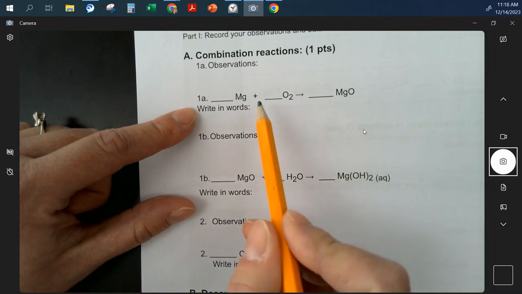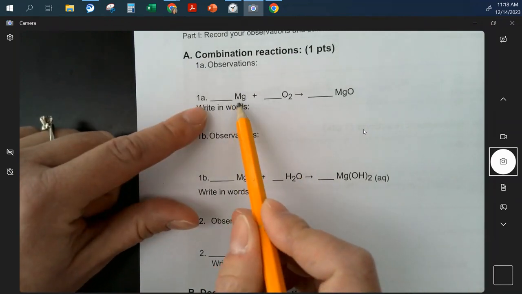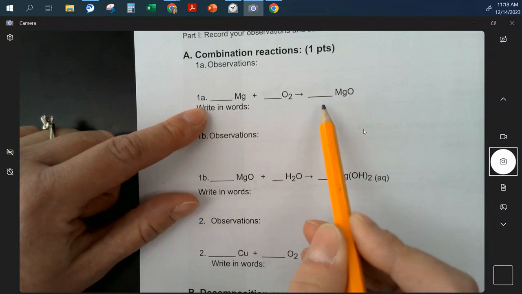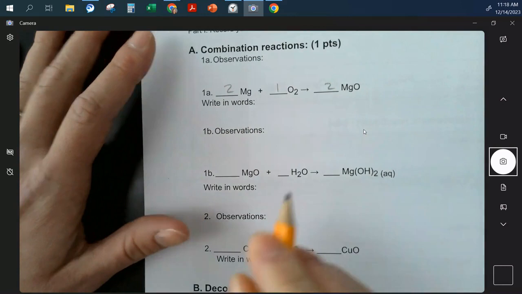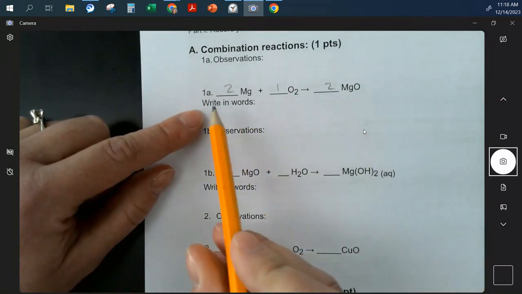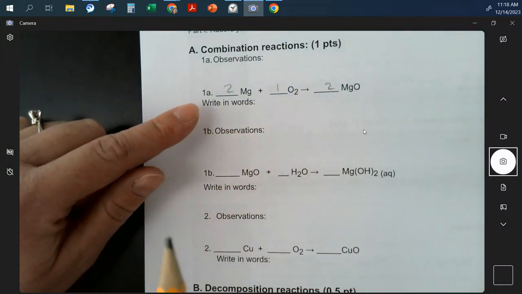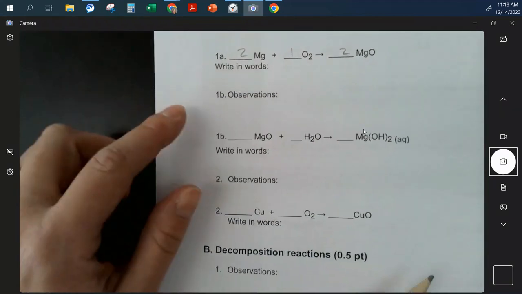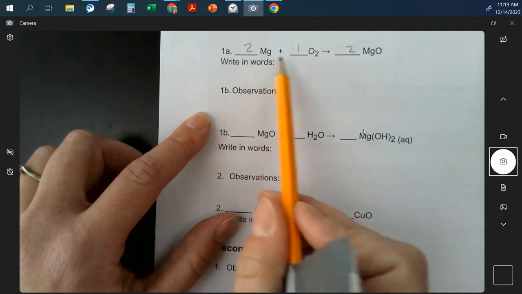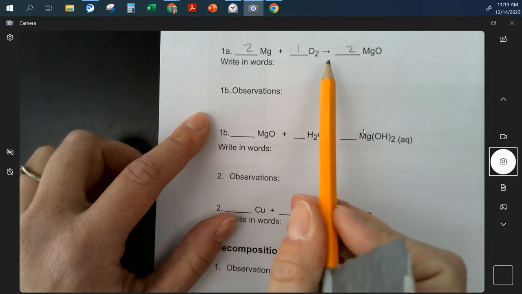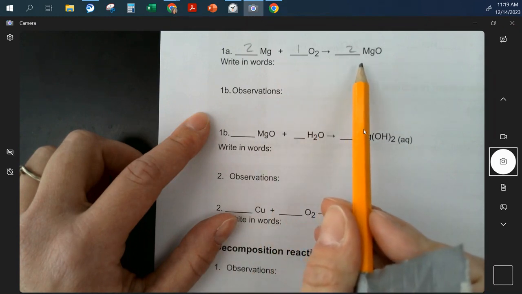We need to balance this, right? So how many moles of magnesium for how many moles of oxygen gas gives us MgO? Good. 2, 1, 2. Okay, I'm going to let you do that, but that's what those are. Some of us were asking, what are those blanks for? That's for balancing. What does this mean? Write in words. It means what happened. So what happened? Okay, magnesium in an oxygen-rich environment produced magnesium monoxide.